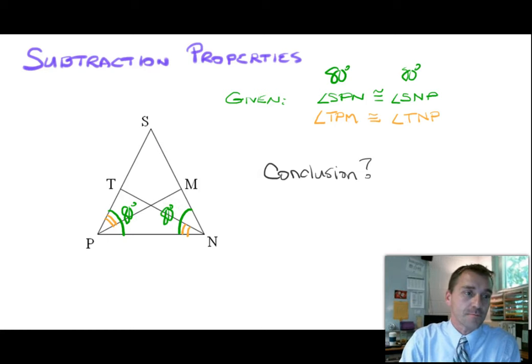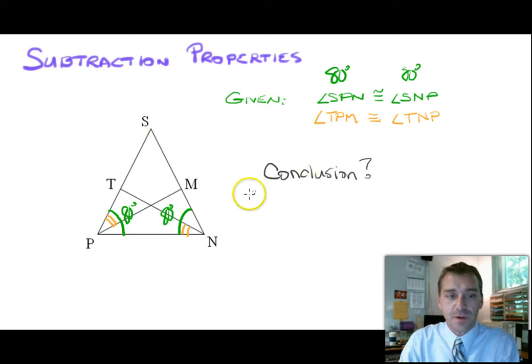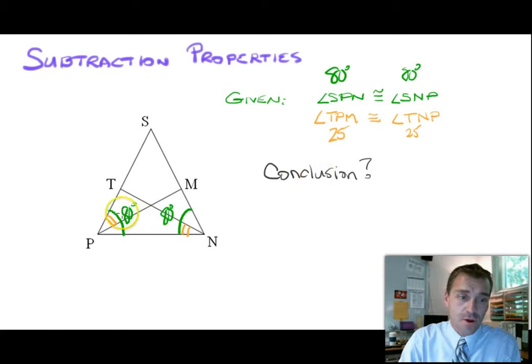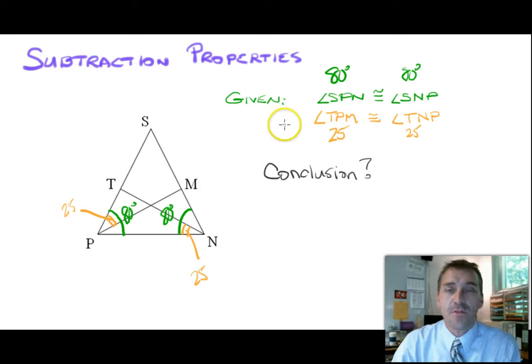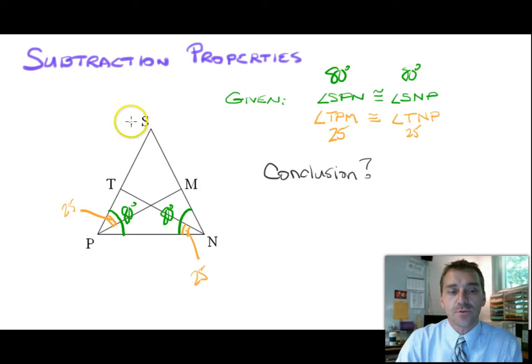Okay, let's keep going. Let's say that this angle, TPM, which is obviously smaller than the 80-degree angle, I want that to be, I don't know, I'll make it up, let's say it's 25. Well, if this is 25, this has to be 25 because they're both congruent. So if I put this angle right there to be 25 degrees, and I put this angle right there to be 25 degrees, are there any other pairs of angles that I could conclude are congruent?